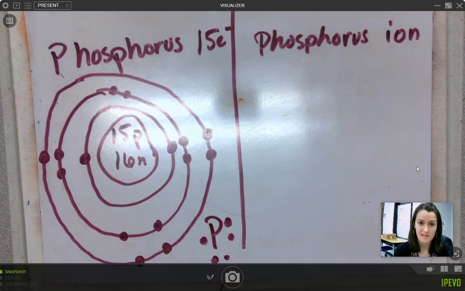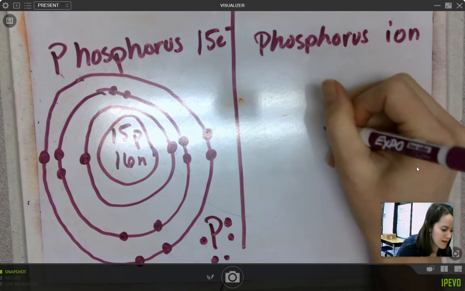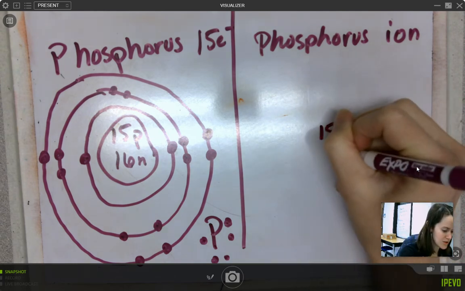Did you notice that it looks the same as nitrogen? We'll get to that in just a second. So same thing, phosphorus ion. The nucleus does not change.